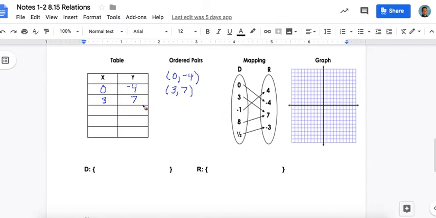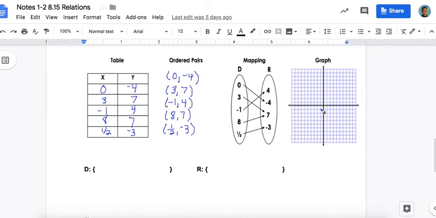And then we have -1, 4. And then we're going to write that here as an ordered pair. And then we have 8, 7. And we're going to write that here. And then finally we have 1/2, -3. And we're going to write that here. Okay, now the only other one to do here is to graph it.